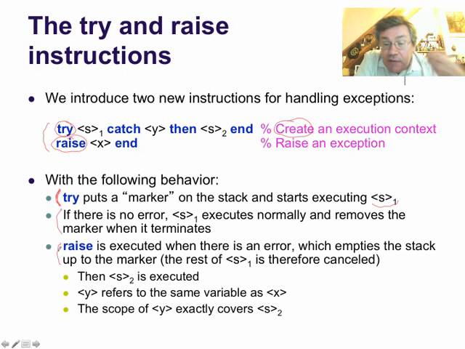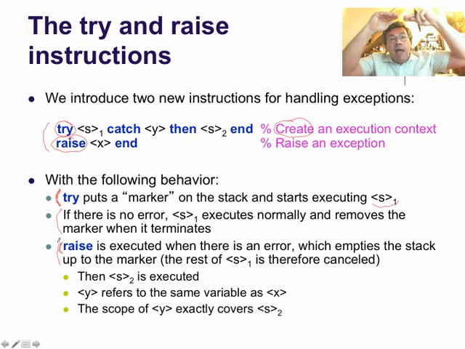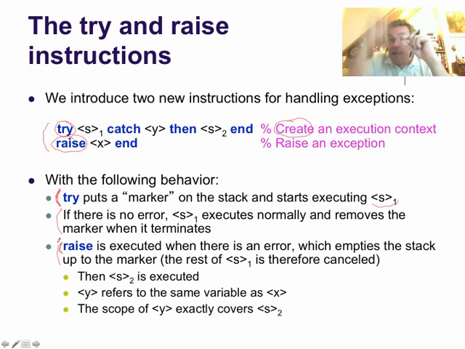Now, if during the execution of S1 there is an error, then we will execute the raise. What the raise will do is empty the stack until it reaches the marker. So this cancels the rest of the execution of S1. It will then remove the marker, put S2, which is the recovery code, on the stack, and the variable y, which is in the catch clause, will refer to the same variable as x. Sorry, the identifier y will refer to the same variable as x. So that means information is passed between the raise and the catch.